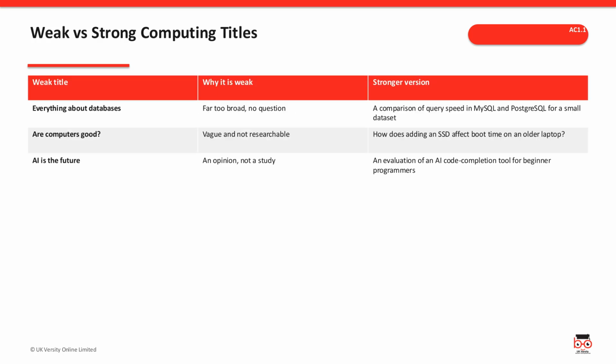It's worth seeing weak and strong titles side by side. Something like everything about databases is far too broad, with no real question, whereas a comparison of query speed in MySQL and Postgres for a small dataset gives you something to measure. Are computers good is vague and unanswerable, but how does adding a solid-state drive affect boot time on an older laptop can actually be tested. And AI is the future is just an opinion, while an evaluation of an AI code completion tool for beginner programmers is a genuine study.